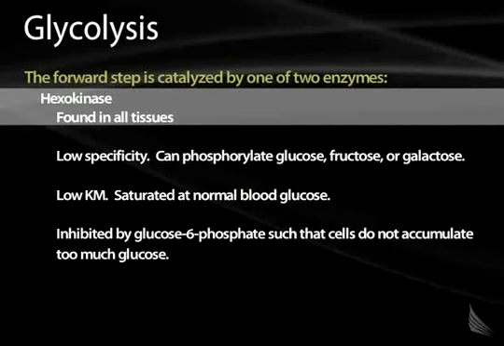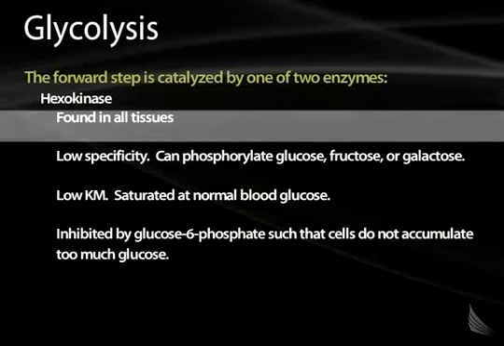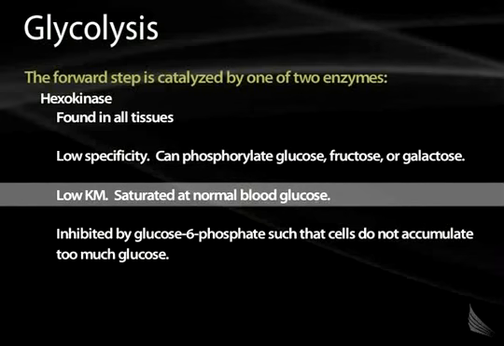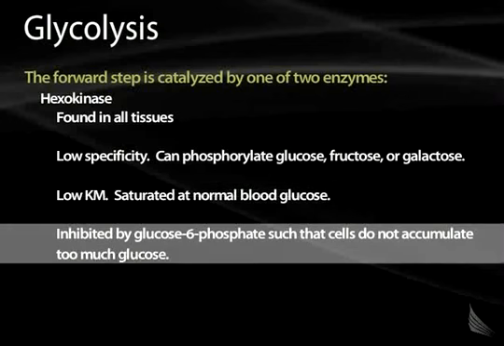Now hexokinase, as I mentioned, is found in all tissues, and it has low specificity. In addition to phosphorylating glucose, it can also phosphorylate fructose and galactose to allow these to enter glycolysis. It has a very low Km, meaning that it's saturated at normal blood glucose levels, and it has its maximal rate at normal blood glucose levels. It's on almost all the time. It is inhibited, however, by high concentrations of glucose 6-phosphate.